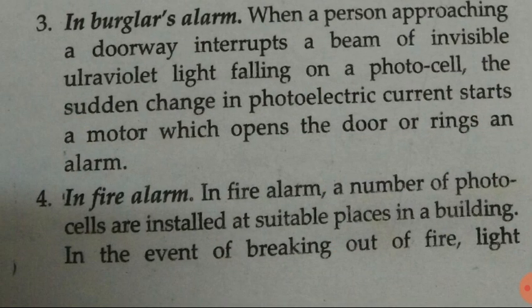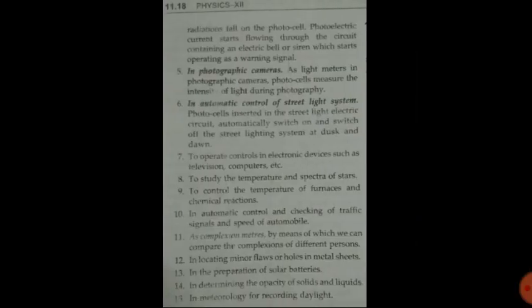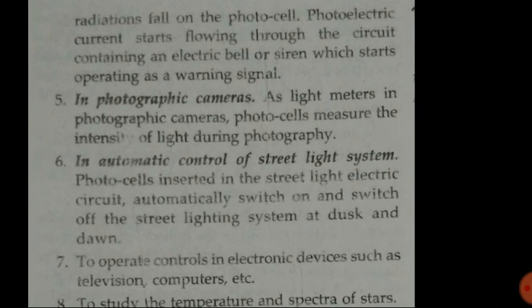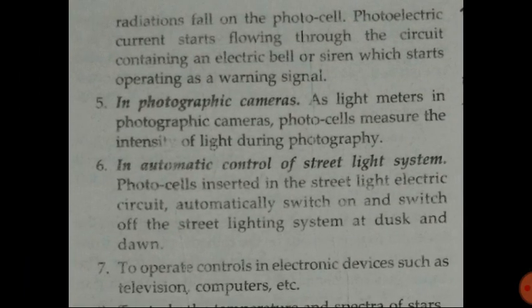In fire alarm also the same thing is there. In fire alarm, a number of photocells are installed at suitable places in a building. Okay, and when the fire breaks out, the light radiations fall on the photocell. Photoelectric current starts flowing through the circuit containing an electric bell or siren, which starts operating as a warning signal.